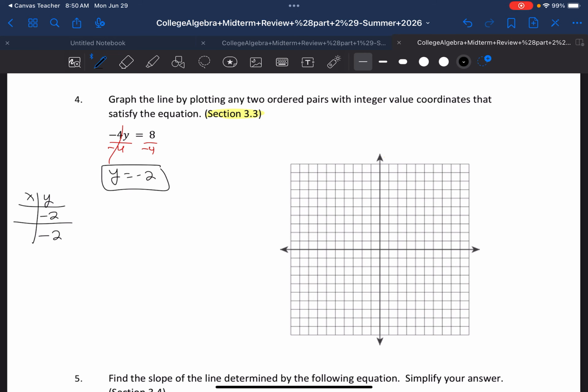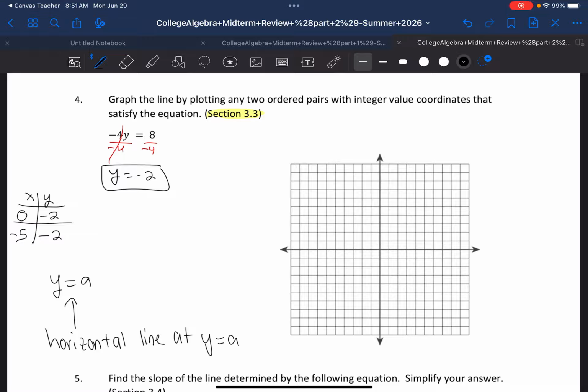So if I said x is equal to 0, y is still negative 2. If I said x was equal to negative 5, y is still negative 2. It doesn't matter what x is. So you can pick any values you want for the x. The y value will just be negative 2 for all of them. So this is going to create a horizontal line, and in fact, y equals any number a is a horizontal line always. Horizontal line at y equals a, whatever a is.